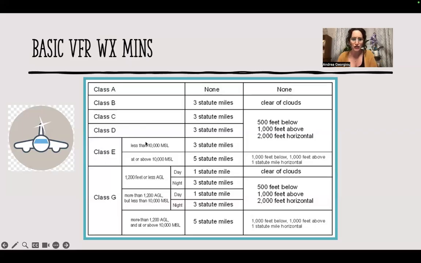And then Class D, 3 statute miles, same thing, 500 below, 1,000 above, 2,000 lateral. Then you can see Class Echo starts talking about whether you're at or above, or below 10,000 feet MSL. The numbers just change. So what I want you to get from this is there are 2 variables that determine your VFR weather minimums. It's visibility and distance from clouds, or cloud clearances. Think of it like that.